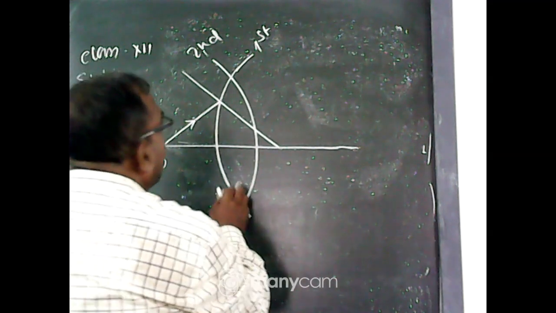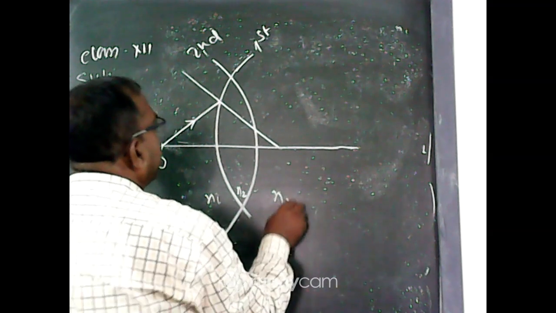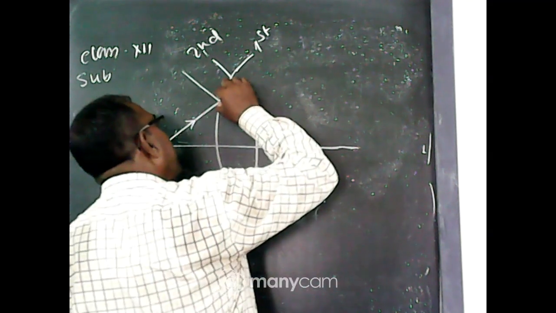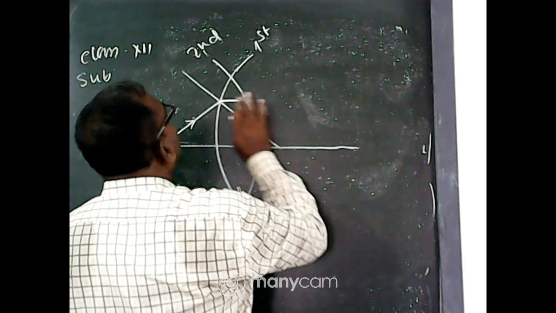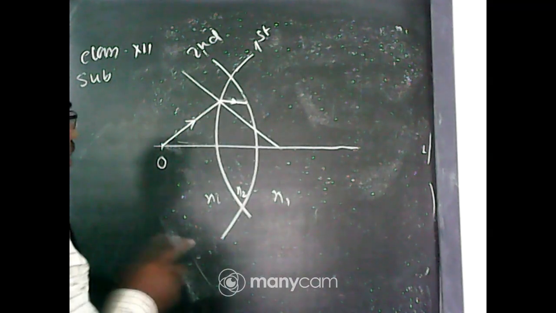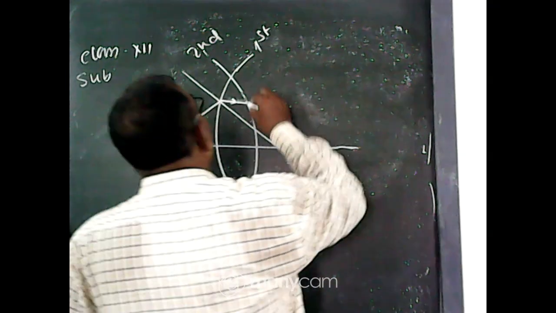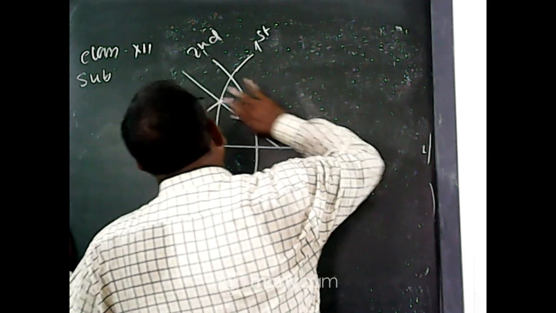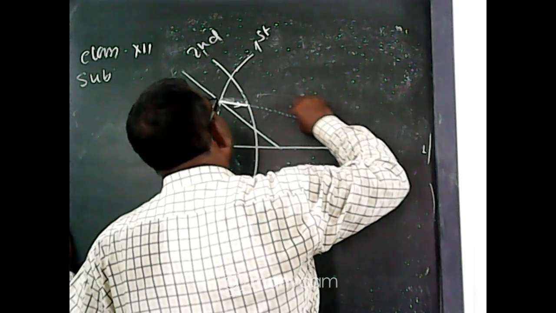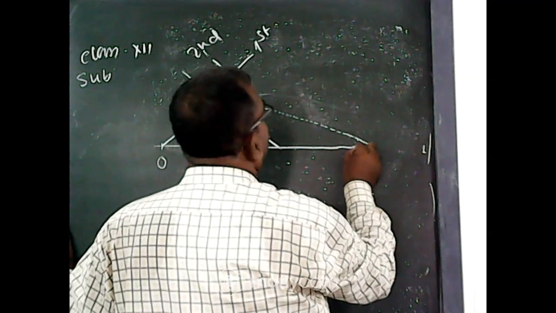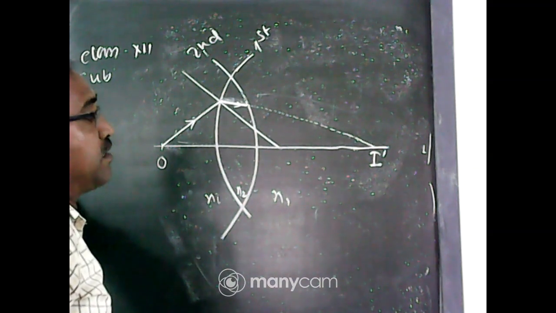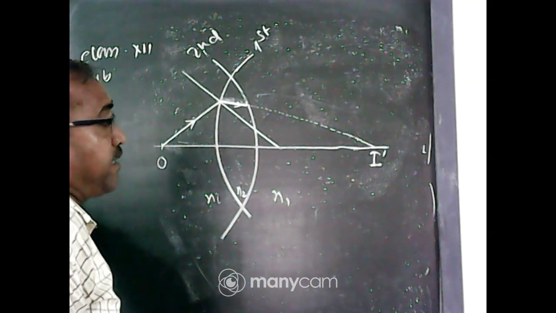So the refracted ray, because this is the denser medium, N2, and N1 again. The ray goes towards the normal, so it will be slightly bent towards the normal, not parallel to the principal axis. In the absence of the second surface, the rays will meet on the principal axis, suppose at this point, that is I dash.